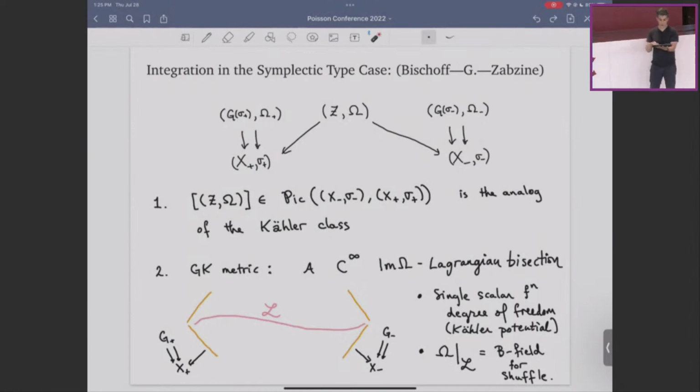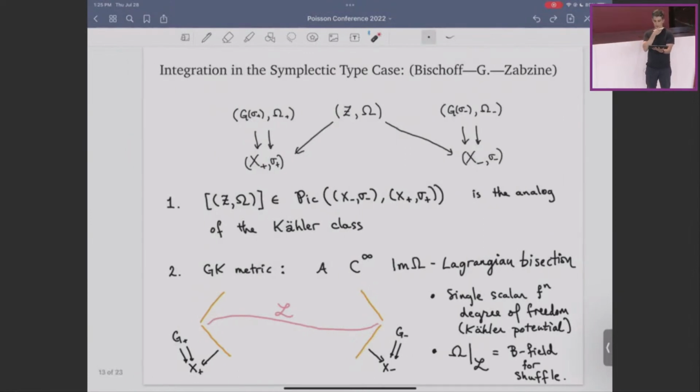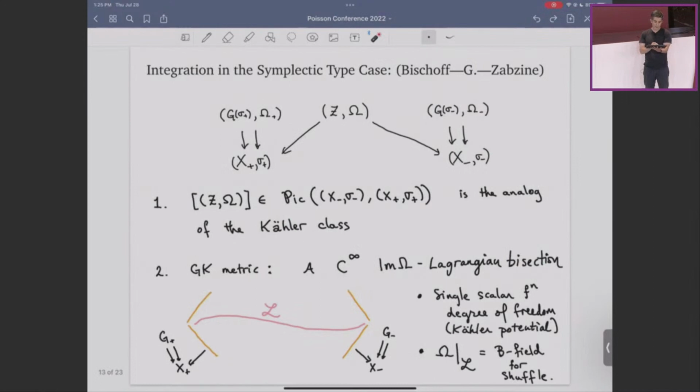Okay, and then the second question we answered with Francis and Maxime Zabzin, which is what is the metric in all of this? It's nice to have this beautiful holomorphic data, but where are the degrees of freedom of the metric? The metric turns out to be a Lagrangian bisection, C infinity Lagrangian bisection of this Morita equivalence. And that's just a remarkable fact. That means that the degree of freedom for this metric is a single scalar function, just like in the Kahler case, where it's a single Kahler potential function, which varies the metric.